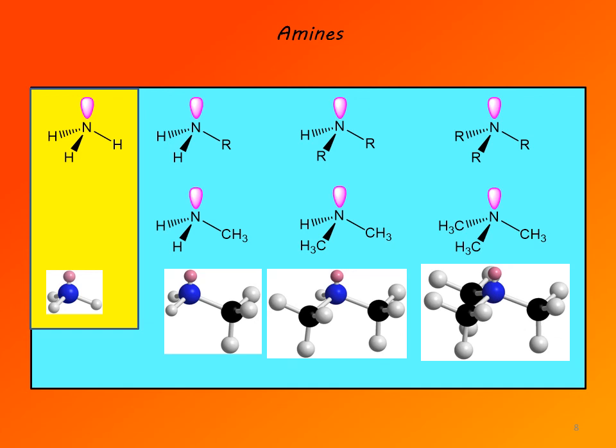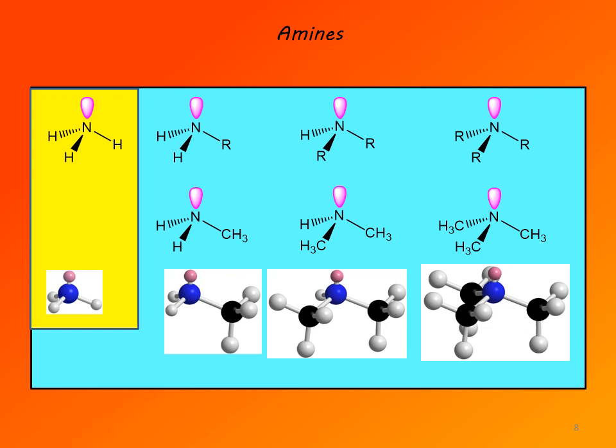Here we have in the top row the general formulas of, from left to right, primary, secondary, and tertiary amine. And in the second row, we have the actual examples with methyl substituents. So methylamine as a primary amine, dimethylamine as an example of a secondary amine, and trimethylamine as an example of a tertiary amine. Finally, in the bottom row, there are ball and stick models of each of those. So the geometry is the same as that of ammonia.